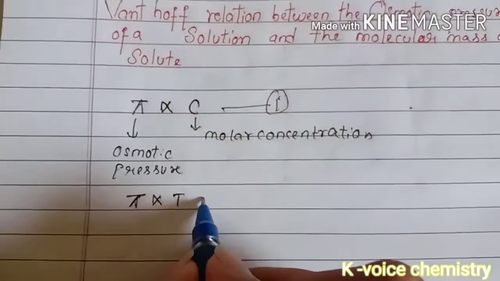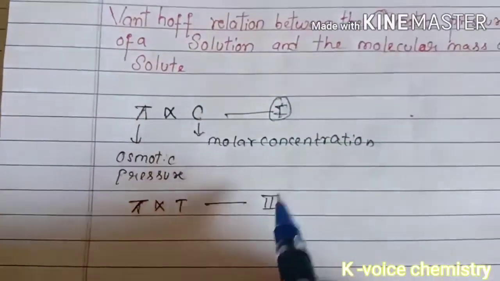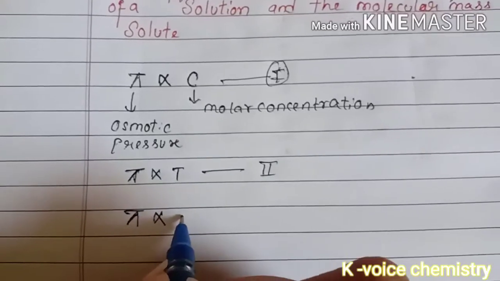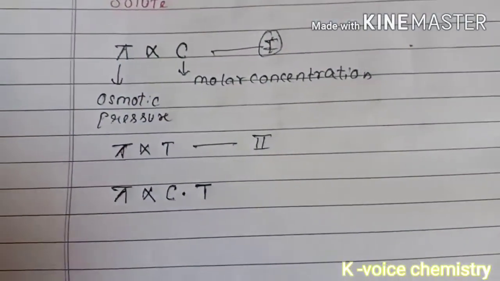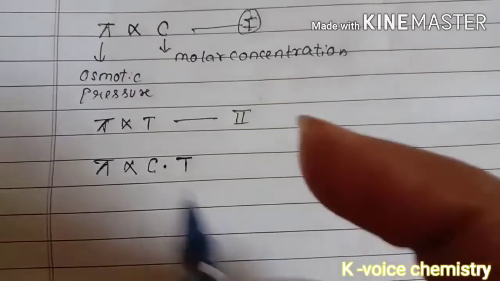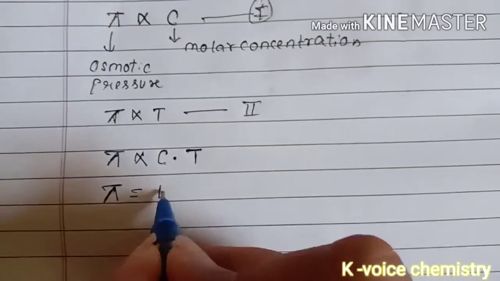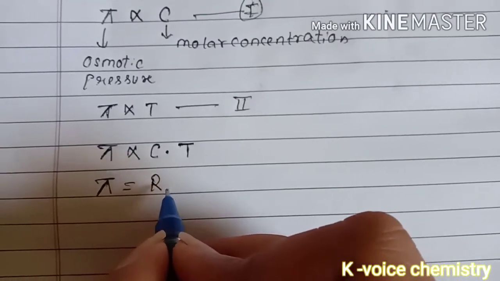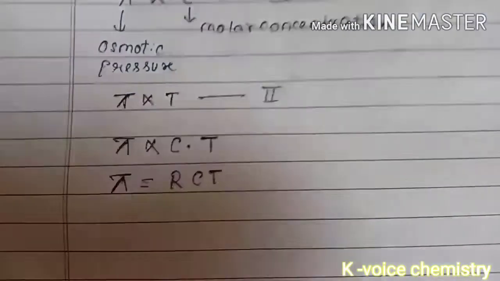Okay, so what we will do is combine these two cases together, and we can write that the osmotic pressure is directly proportional to the molar concentration multiplied by the temperature. Now we can remove this proportionality sign by introducing an R. Here R is a constant. It has the same value as that of the gas constant. So we'll get something like this.